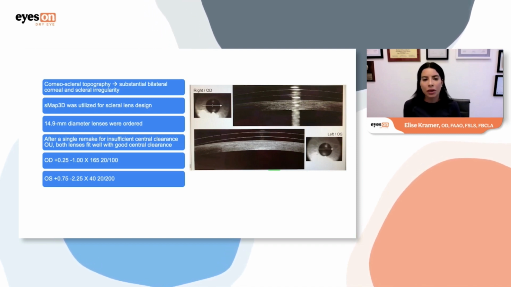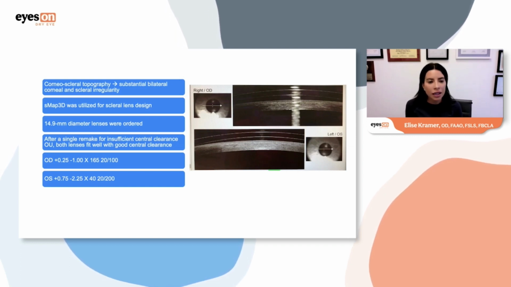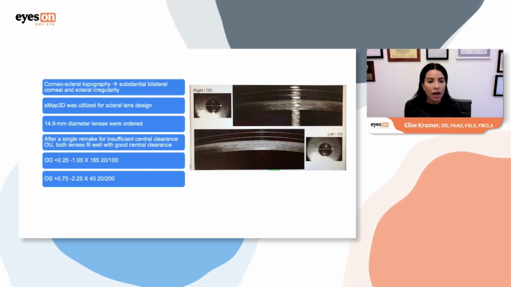And then eventually both lenses were fit with good clearance. You can see there on the OCT. We were able to significantly improve her vision. Obviously, we're still working on it.